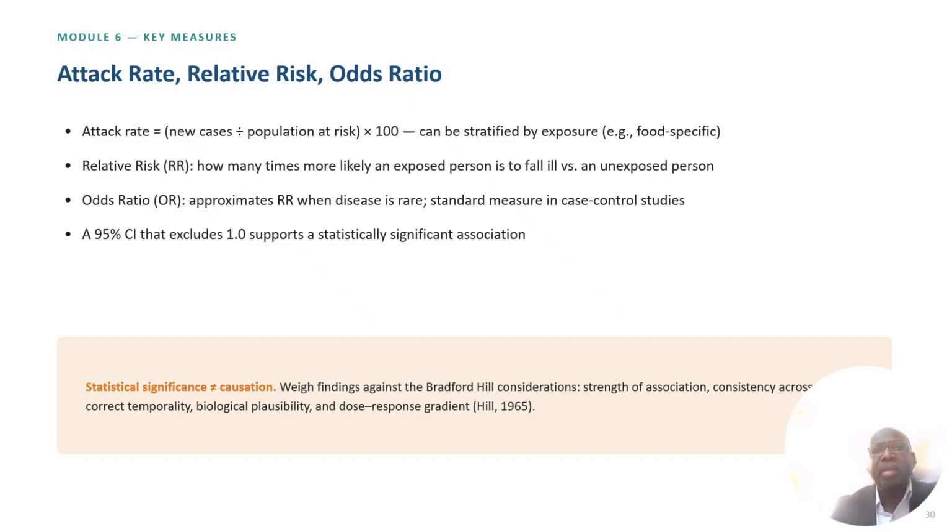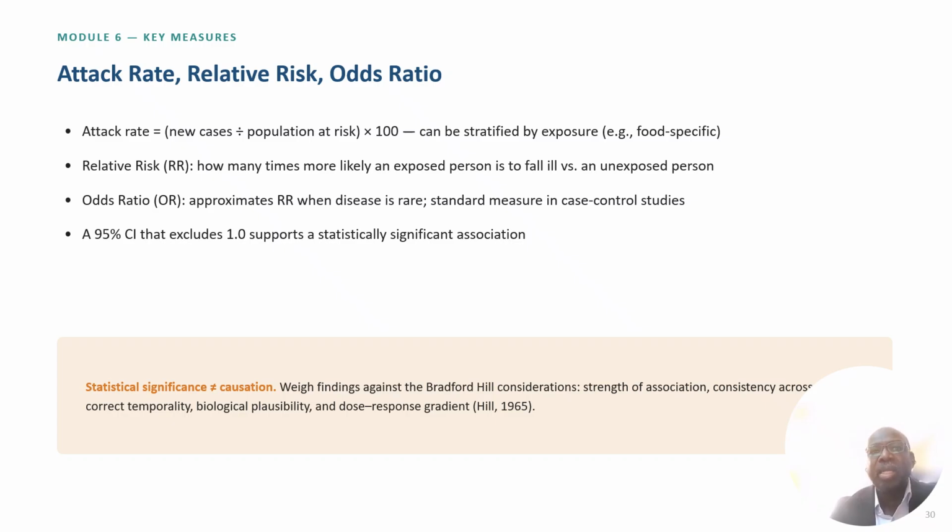The attack rate, relative risk, and odds ratio are the three main analytical measures and significance tests which should be identified. Attack rate is normally calculated as new cases over the whole population times 100. This can be stratified by exposure, whether they are exposed or non-exposed.